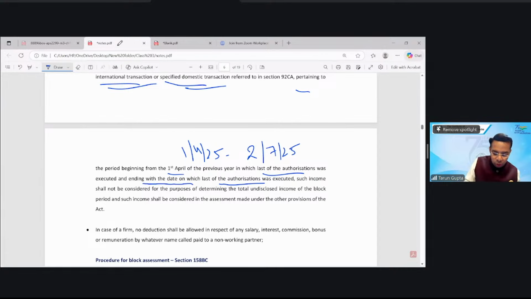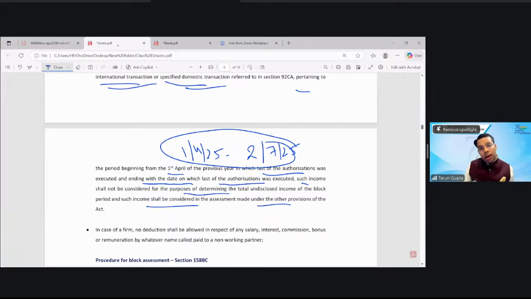So, if during this period there is any transaction related to TP or SDT, such income shall not be considered for the purpose of determining total undisclosed income of the block period. Such income shall be considered in the assessment made under other provisions of the Act. So, if there is an assessment for the current year under other provisions, then such income shall be considered there, but shall not be considered in such a case.